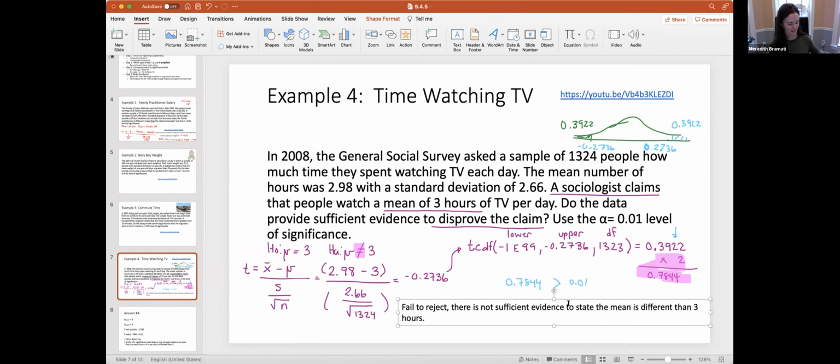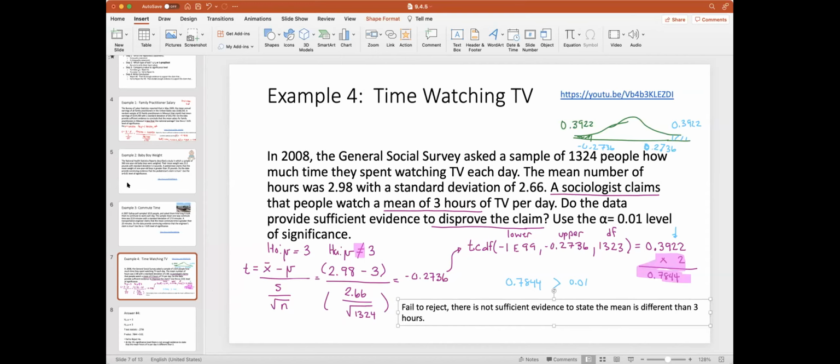I have a question. Yes. For the mean, for the hours, I still keep trying to figure out why it's not the 2.98 and it's the 3. Because it looks like the 2.98 would come from the sample of the 1324 people. You are correct. The 2.98 does come from the sample, and I cannot use the sample statistics in my hypothesis. Okay, all right, thank you. Yep.